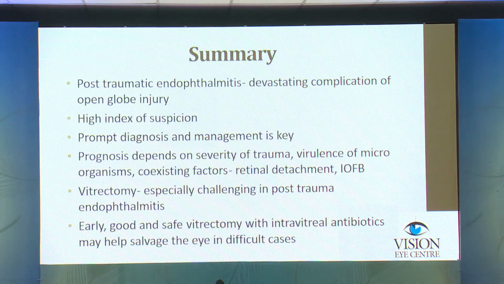To summarize, post-traumatic endophthalmitis is a devastating complication of open globe injury. It's important to keep a high index of suspicion so that an early diagnosis and prompt management can be done. Prognosis depends on a variety of factors, as already mentioned. Vitrectomy in these cases is especially challenging. However, a good early and safe vitrectomy with intravitreal antibiotics can help salvage the eye in these difficult cases.